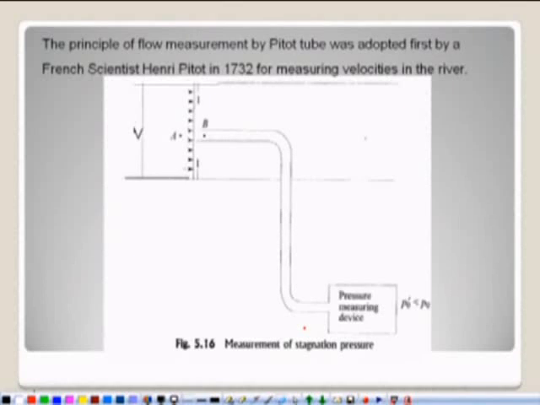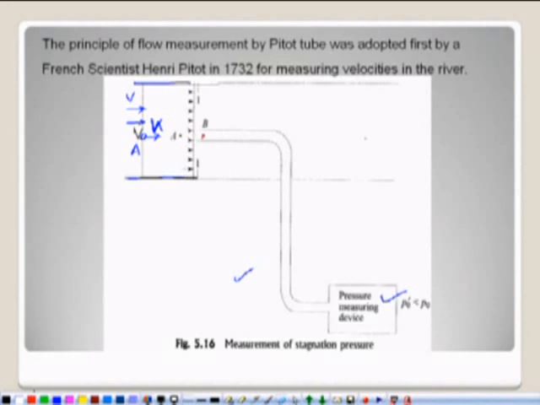Now we have another figure. In this figure we have a pipe. This is a pipe in which fluid is flowing with velocity v, right, and this tube is further connected to some pressure measuring devices. What is the velocity at point A? Velocity is v.